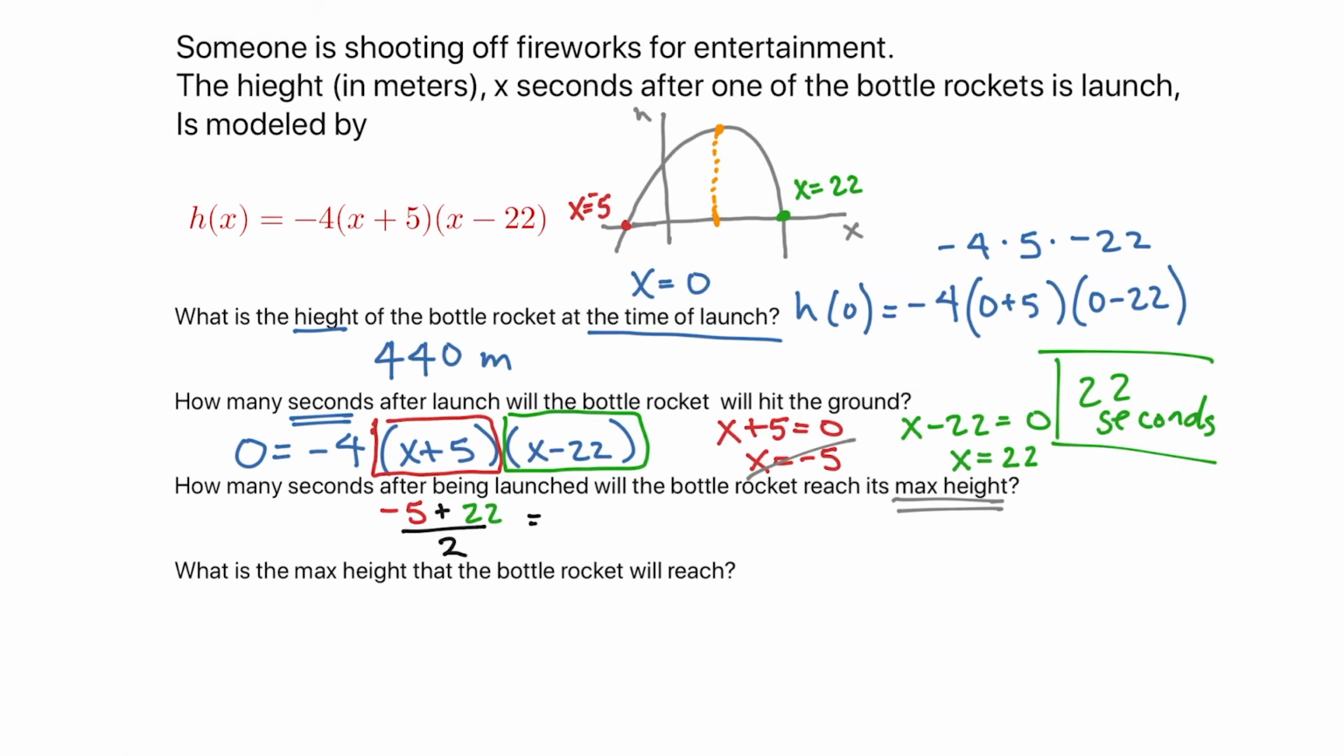22 minus 5 is, oh, I picked really bad numbers. I did not think about that. Sorry guys, we're going to have to deal with fractions. You'll be all right. That is 17 divided by 2. Let's go ahead and get our calculator out and do some decimal work. That is 8.5. It is okay to use decimals.